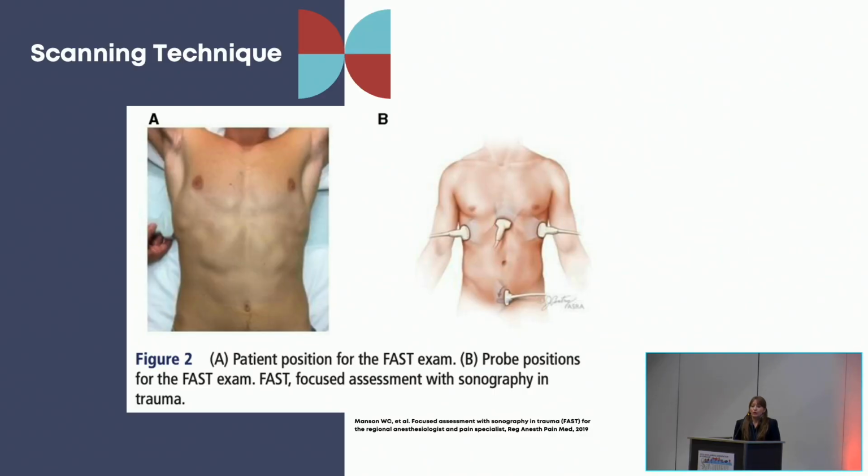Just to briefly go over how to do the scanning technique itself, you can use either a phased array or a curvilinear probe. I prefer a phased array, but either is fine, whatever you have available. Many will start in the subcostal window, and then you move over to the right upper quadrant, left upper quadrant, and then your pelvic windows. And we're going to briefly look at some of those.